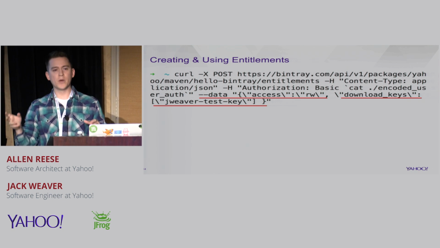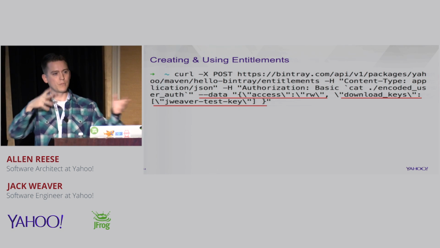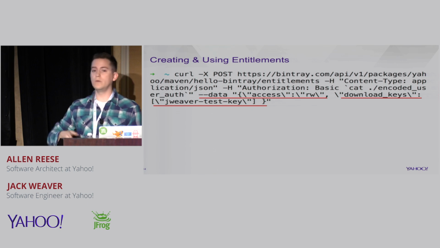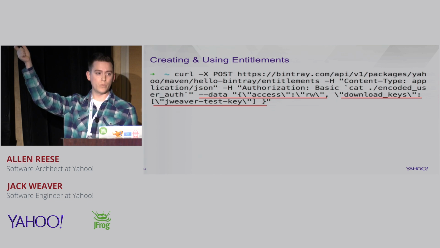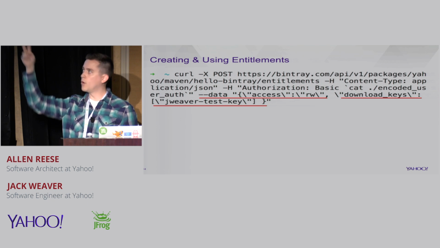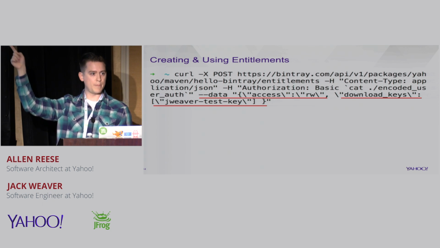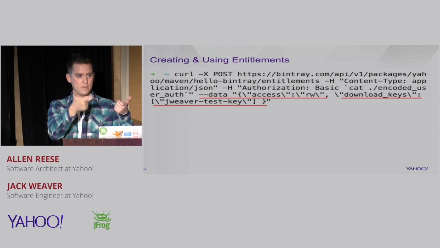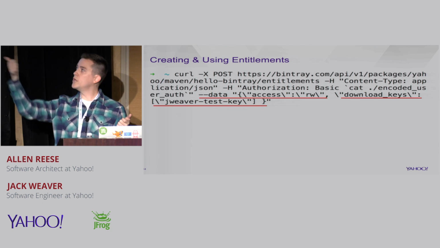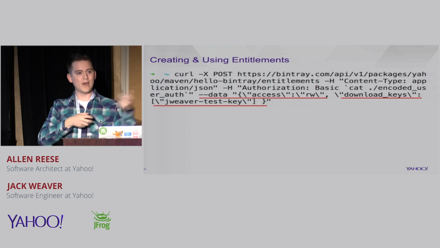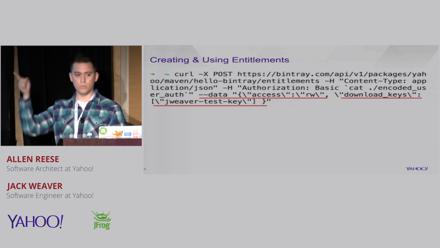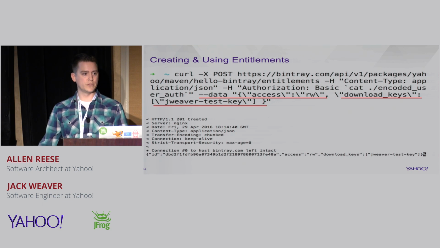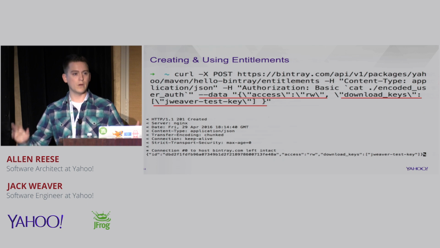So we have some other customer or group within Yahoo that has an open source project on GitHub. We create that package for them, hello Bintray, and then we create these keys and scope them directly to that package. They have the download key, that username and password from the prior step. We create this scope part that entitles that download key to access it with read-write. And of course, you get back your 201 response, created, and everything's good to go.